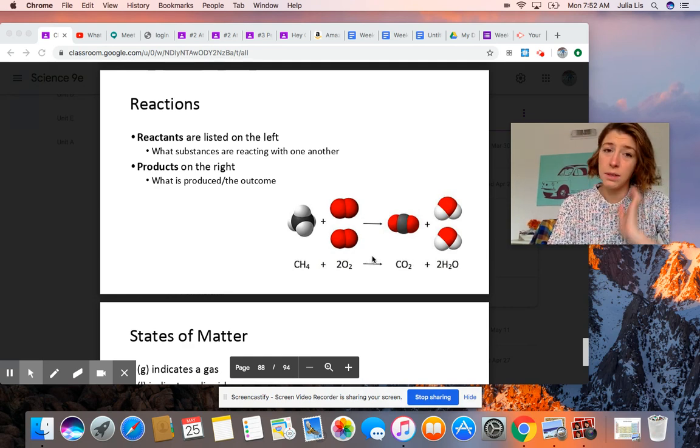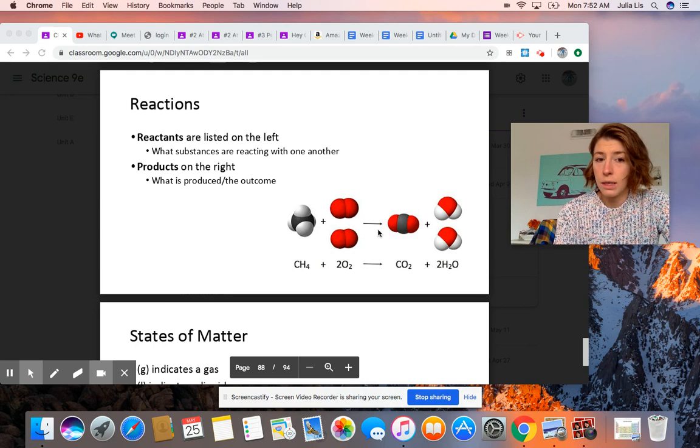We call it a yield sign as well. So it's yielding. This is the outcome, what's produced. And so these arrows always have to go left to right as well. Okay, just like you read. So it's a rule. Cannot just reverse the direction of the arrow. Okay, so it always has to go left to right.